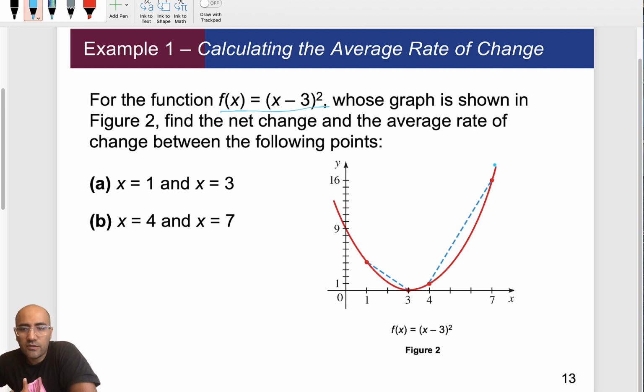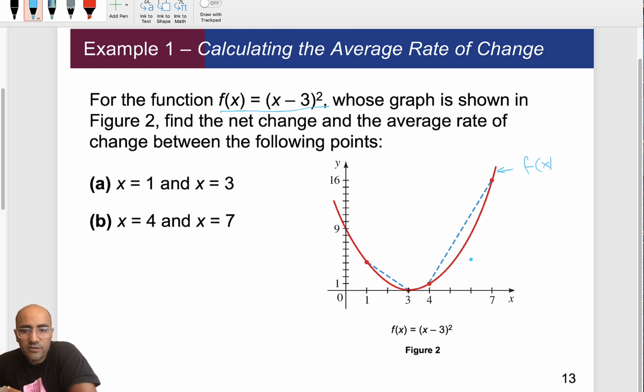But we have a function, so this one's f of x. This is the function f of x, and it's equal to x minus 3 squared. And we want to find the average rate of change between these 2 points, okay? x1 and x2, so that would be this one here. So really you're asking what is the slope of this little dotted blue line? That's what part A says.